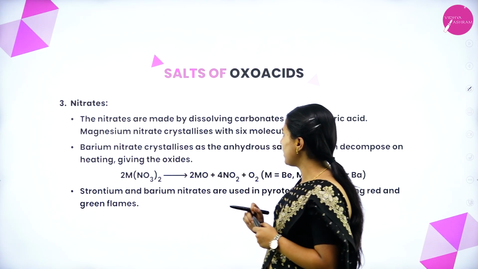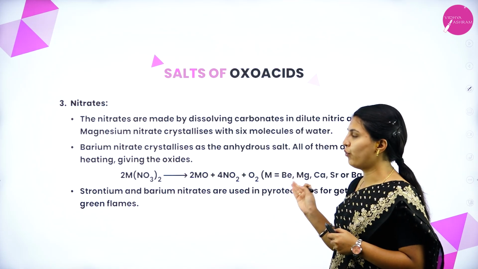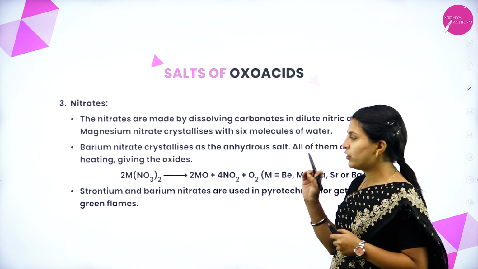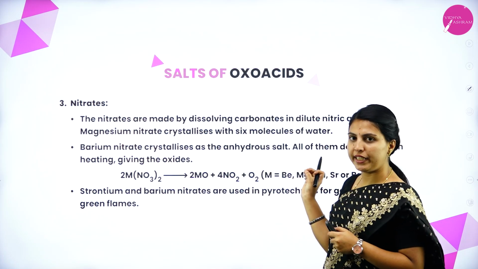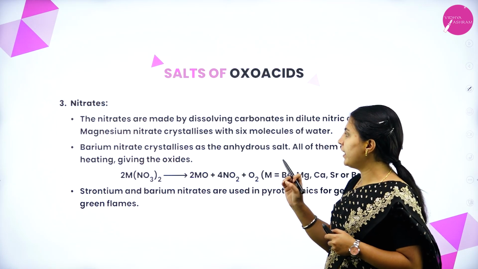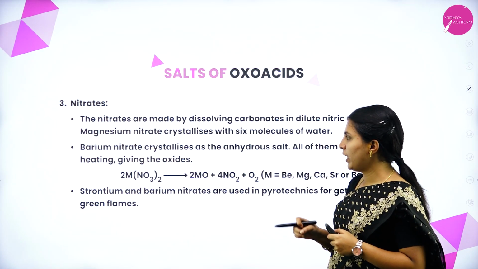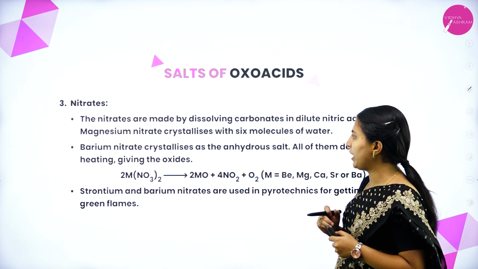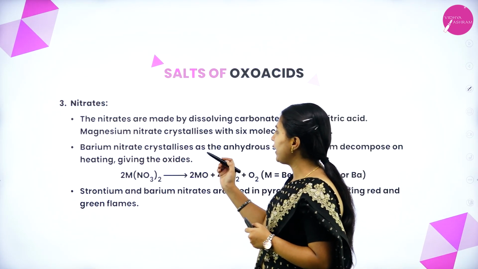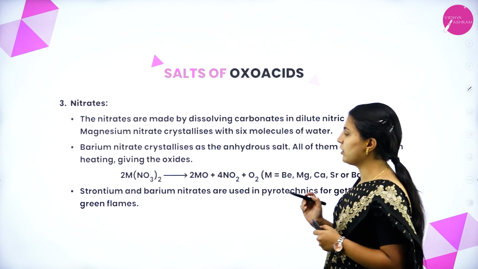Next, nitrates. The nitrates are made by dissolving carbonates in dilute nitric acid. Magnesium nitrate crystallizes with 6 molecules of water. How will it be formed? The nitrates are made when dissolving carbonates in dilute nitric acid. The carbonate should be dissolved in dilute nitric acid, then the nitrates will form. In that example, magnesium nitrate crystallizes with 6 molecules of water. Barium nitrate crystallizes as the anhydrous salt.